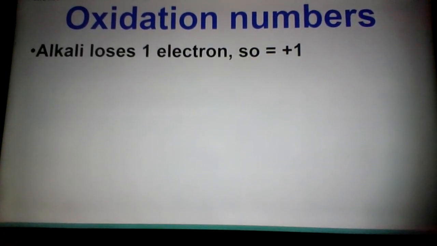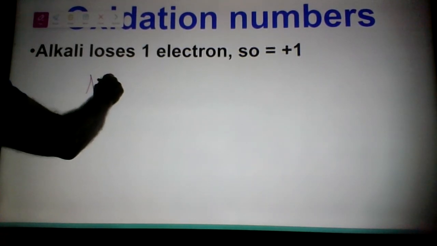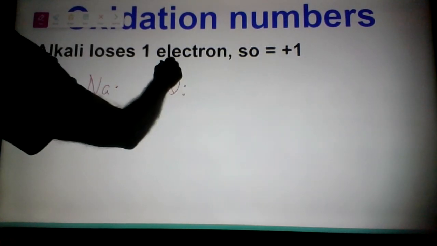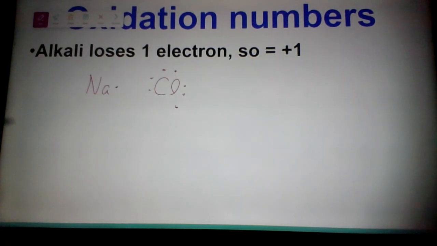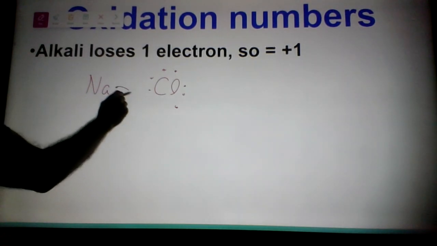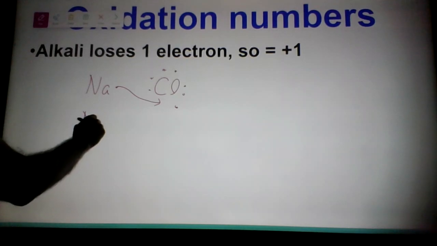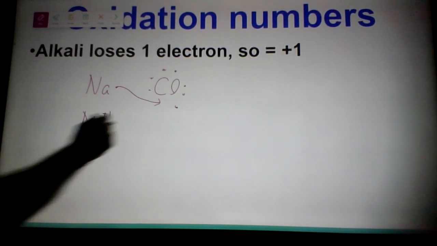For example, the alkali metals, they will lose 1 electron. Well, we've seen examples like this before. Sodium has 1 valence electron, and chlorine, which will become chloride, has 7 valence electrons. The sodium is very likely to give away that 1 electron. So sodium will end up with a positive 1 charge. Therefore, the oxidation number of sodium is +1.